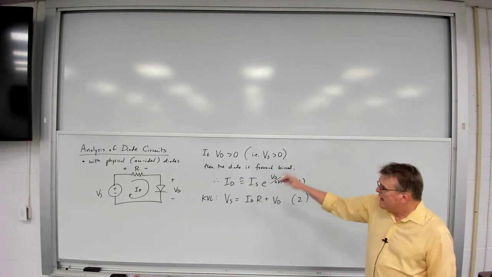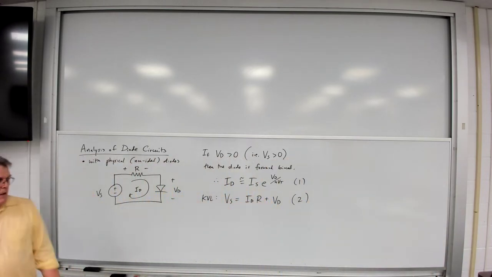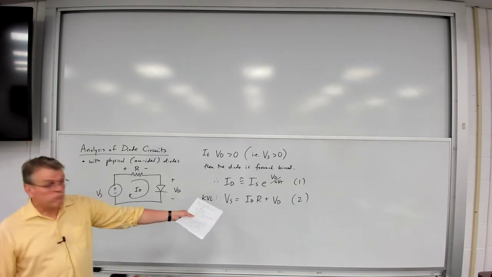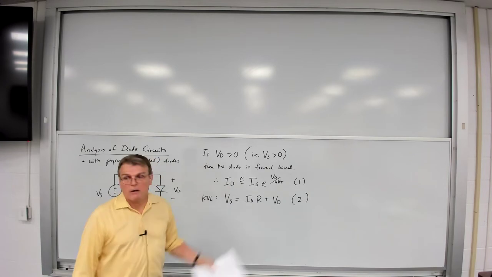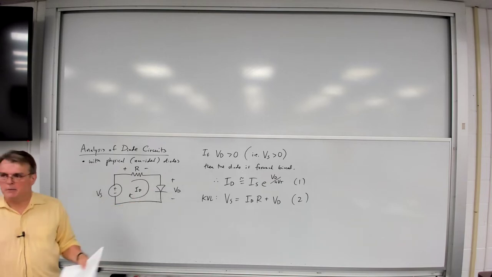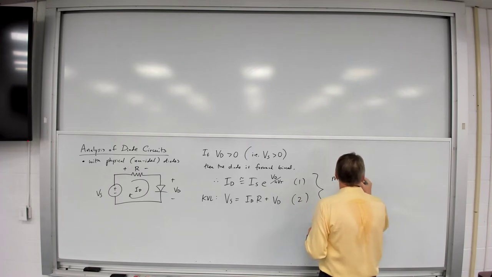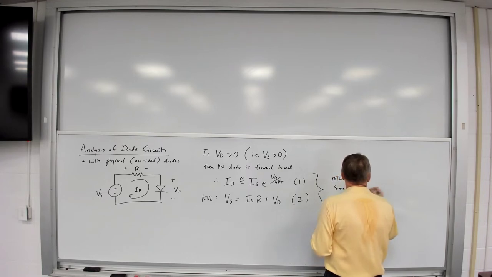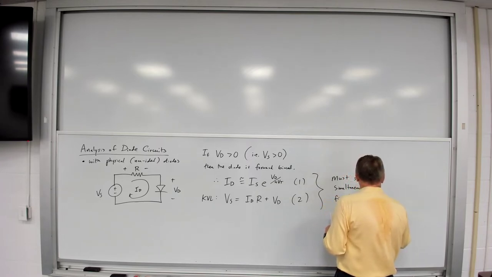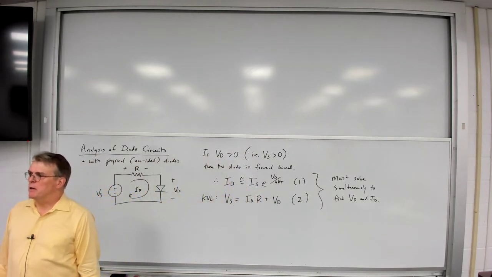Now, if I want to find ID and VD, the voltage and the current for this diode, obviously, first of all, I need to have some values for N and for IS and for R. I can supply those. But I've got two equations and two unknowns. I'm going to have to solve these simultaneously. There's only one problem with doing a simultaneous solve of these equations. What is the problem?